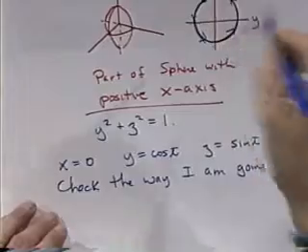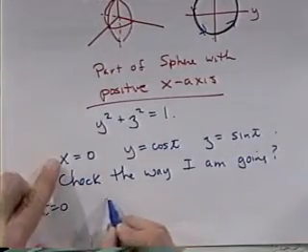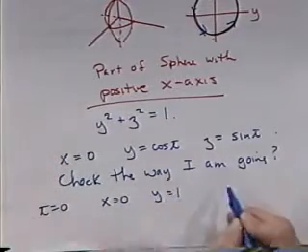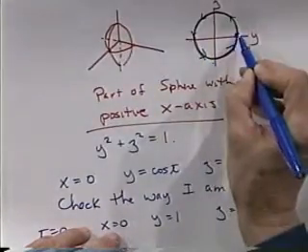I want to make sure I'm getting that counterclockwise. So let's look. If I let t be 0, where am I? x is 0, y is cosine of 0, which is 1, and z is sine of 0, which is 0. So I'm going to be at the point (0, 1, 0) right here.